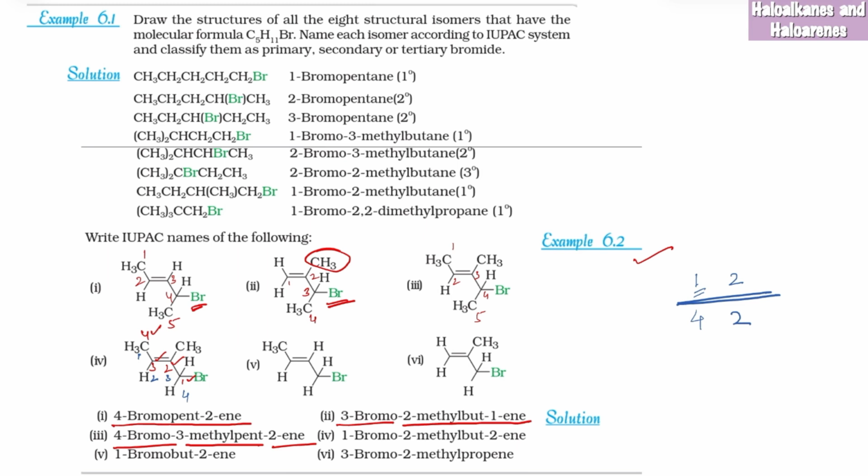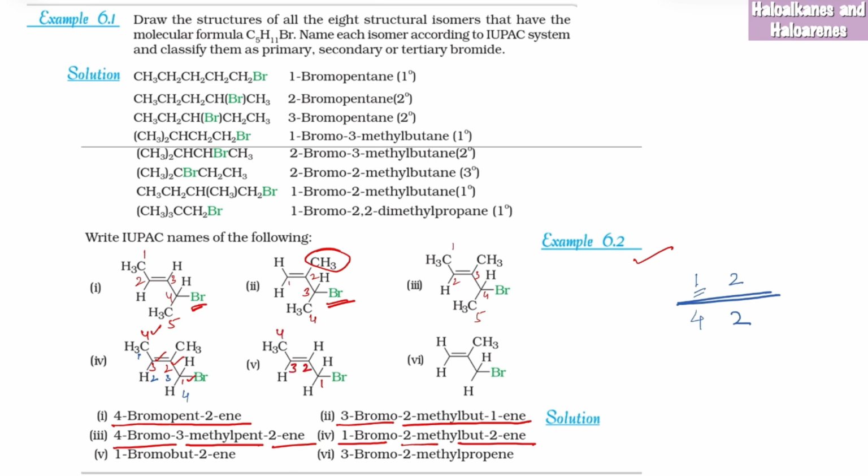So name of the compound becomes, now parent chain is a 4 carbon chain containing double bond between second and third carbon. So it is but-2-ene. On the second carbon there is a methyl substituent. First carbon is bonded to bromine, so the name of the compound becomes 1-bromo-2-methylbut-2-ene.